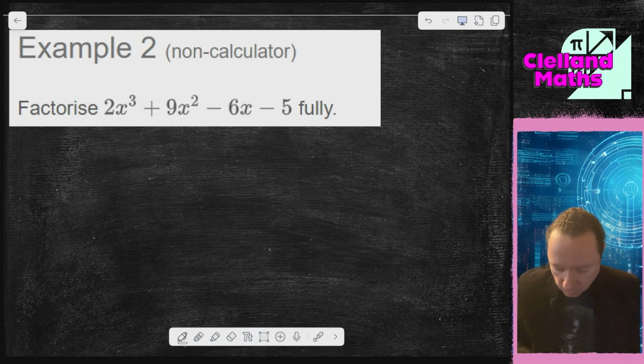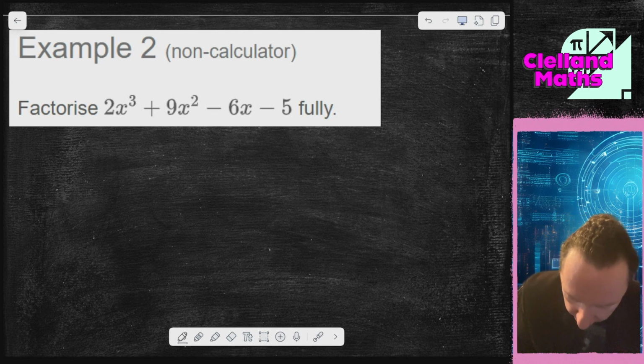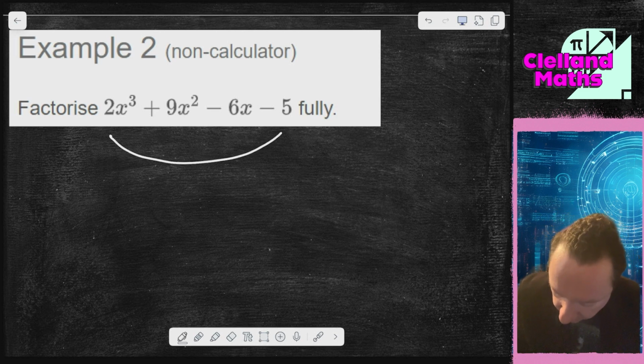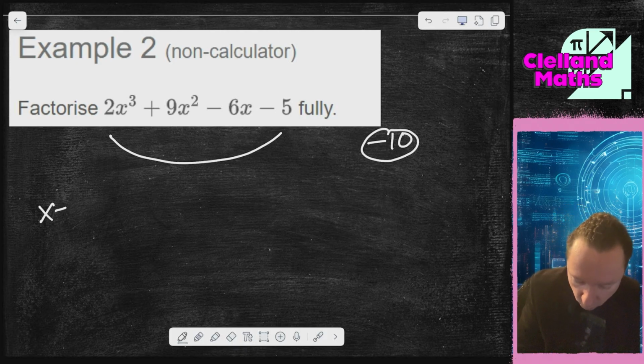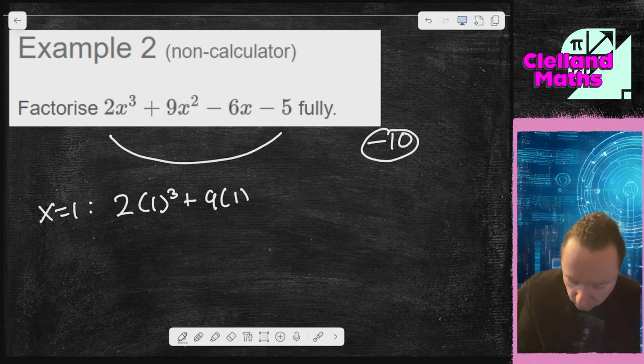Example 2. It just jumps in. Factorise fully. Don't know a factor. There is ways to get a factor, but the easiest way is to times them together. So minus 10. I'm looking for numbers that go into minus 10, not anymore. So 3 is never going to work. Chances are it's going to be a small number like 1 or 2. So you just check them. Now, some people do this by synthetic division straight away, but I think it's easier just to sub in directly. So if I try like x equals 1, I can just do 2 times 1 cubed plus 9 times 1 squared minus 6 times 1 minus 5.